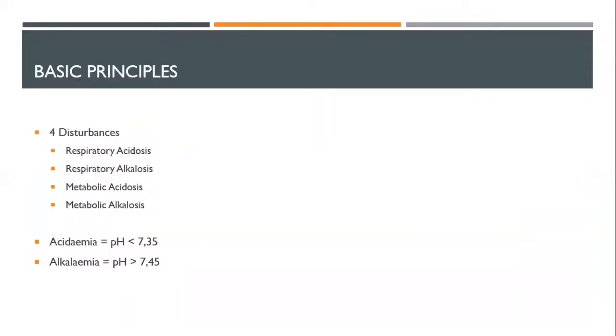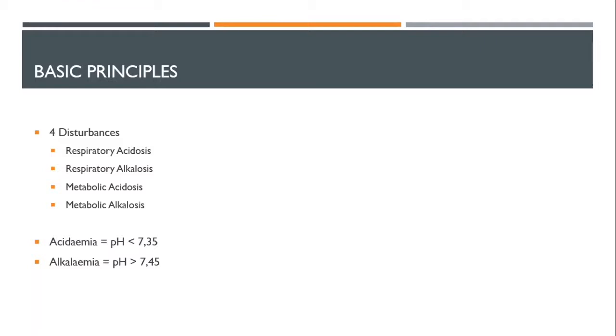So just basically, and when I say basic, we're going to go right back to super basics. The principles of blood gas analysis are that we can have 4 disturbances or a mixture of those disturbances. So you can get a respiratory acidosis, a respiratory alkalosis, a metabolic acidosis, or a metabolic alkalosis.